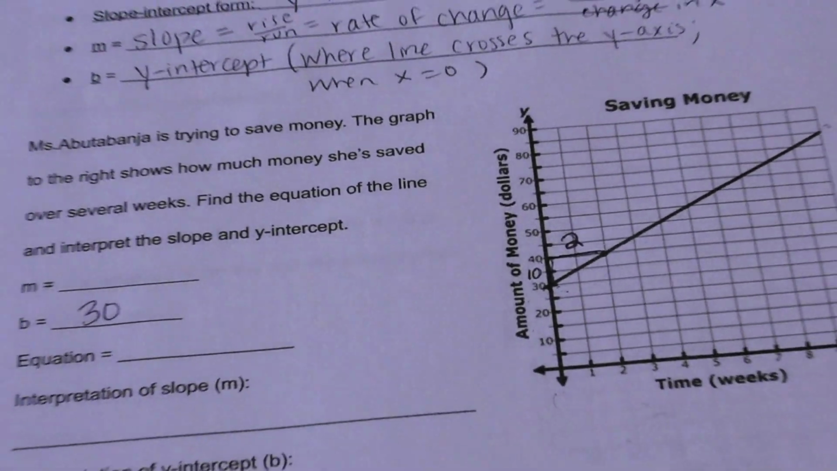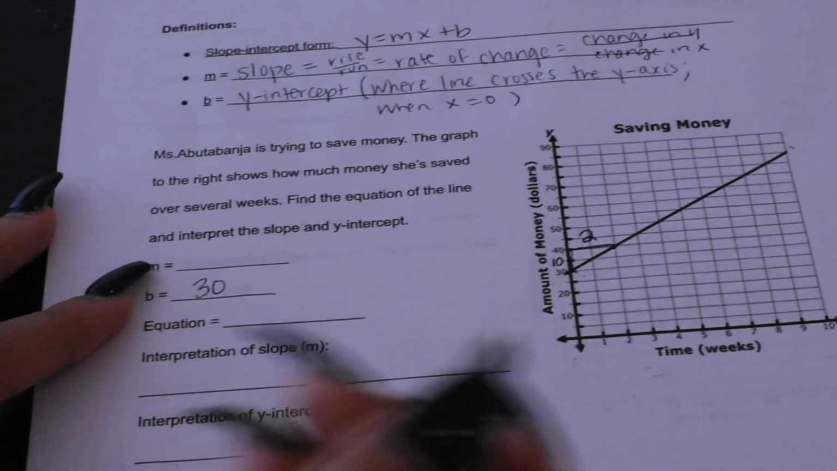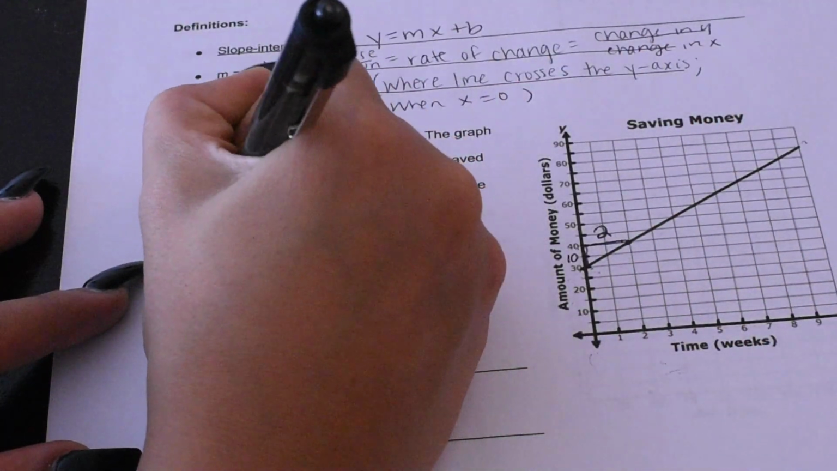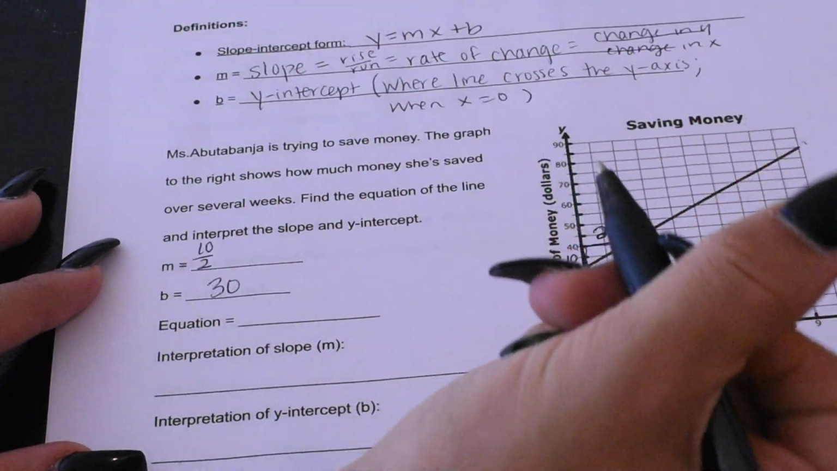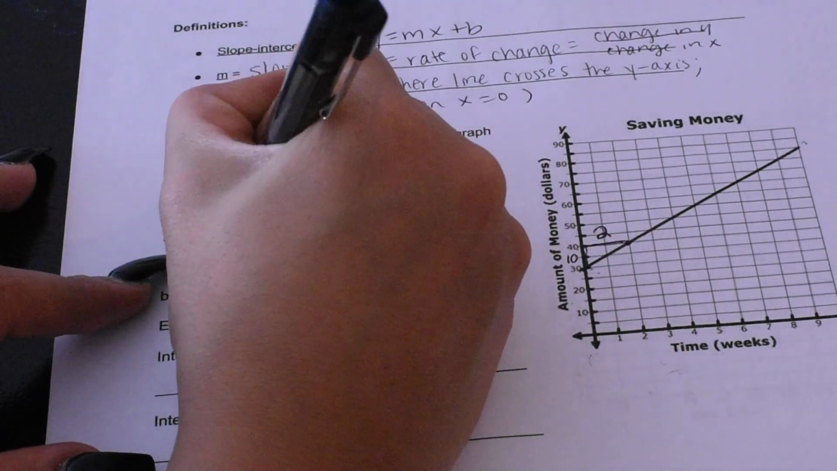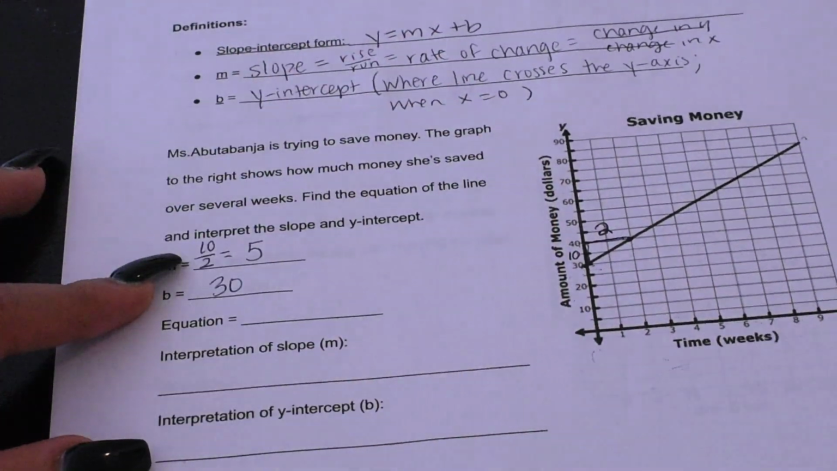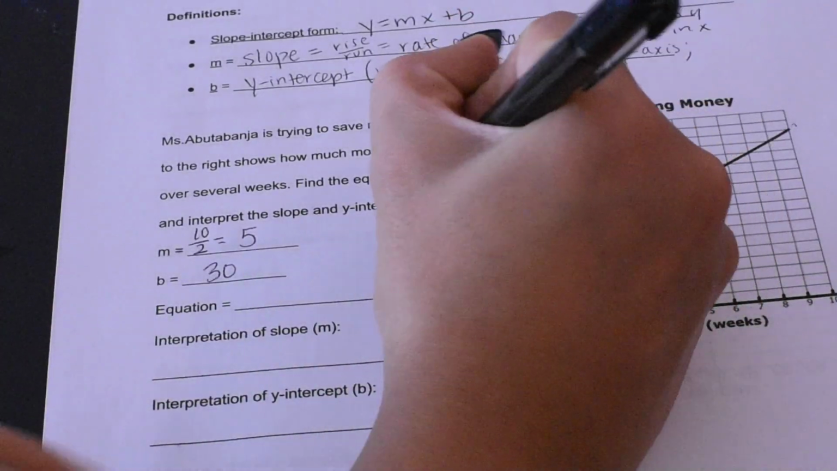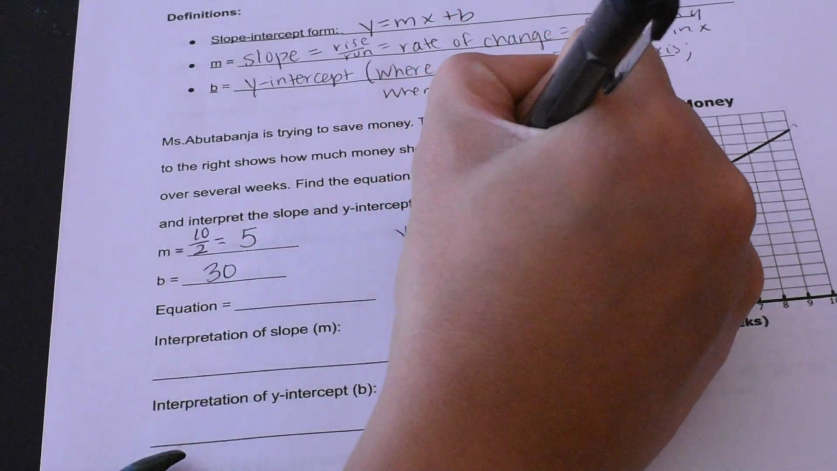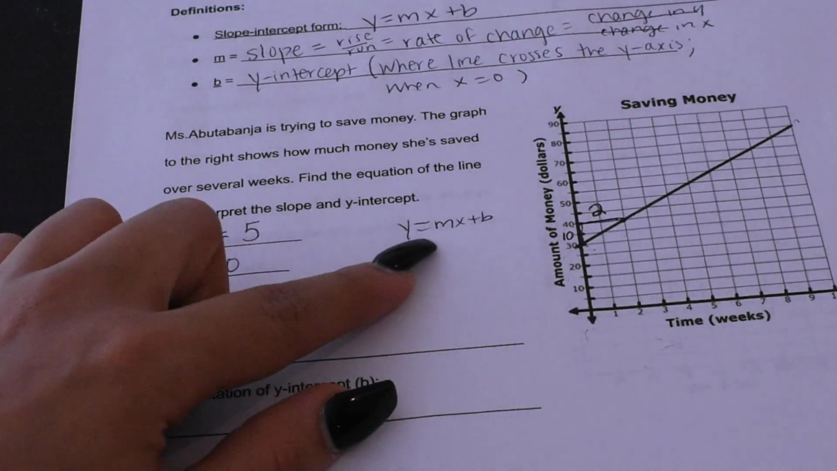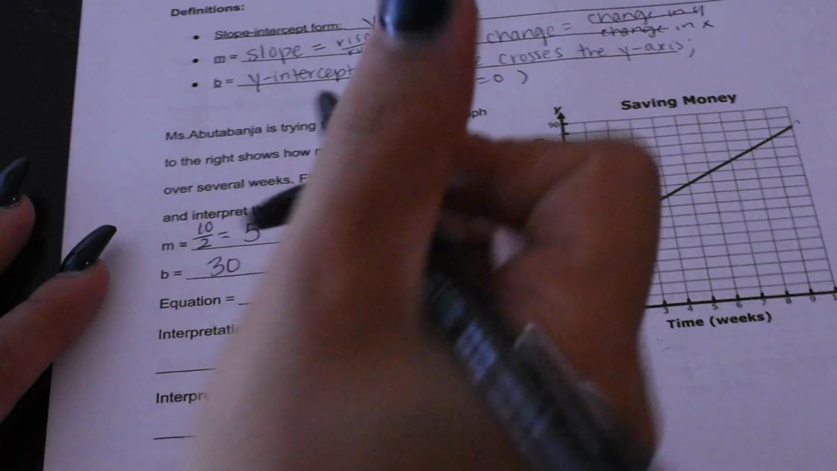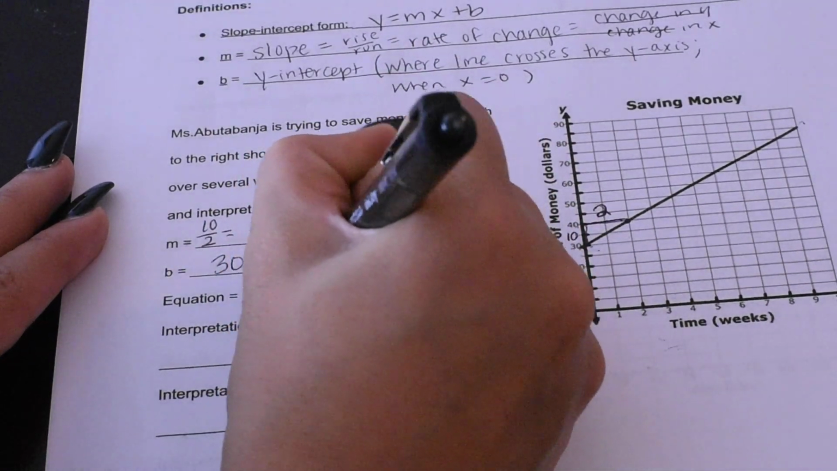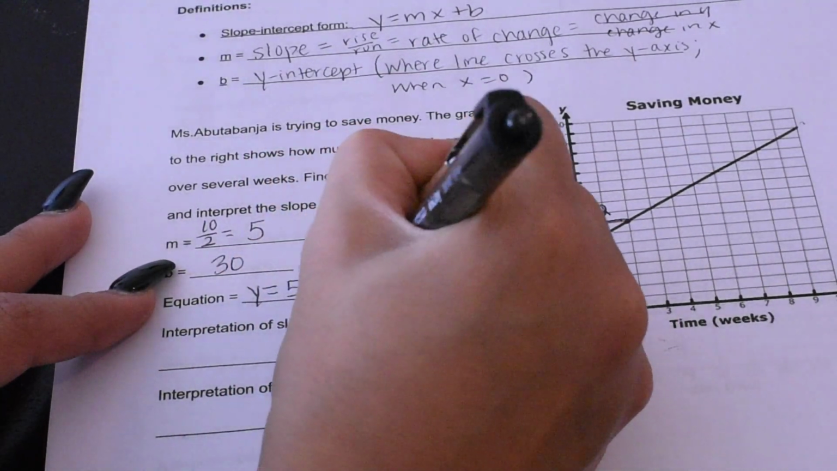All right, so let me back out. My m is now rise, which is 10, over run, which is 2. Rise over run, and that is 5. 10 over 2 is 5. Okay? So we know an equation is y equals mx plus b. I have to plug in for m and for b. So my equation is y equals, my m is 5, 5x plus b. My b is 30.